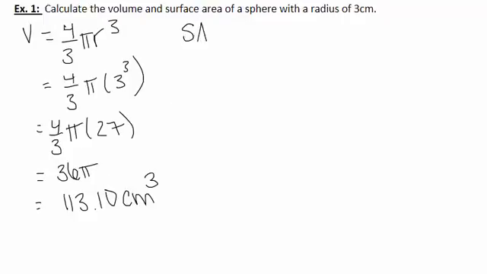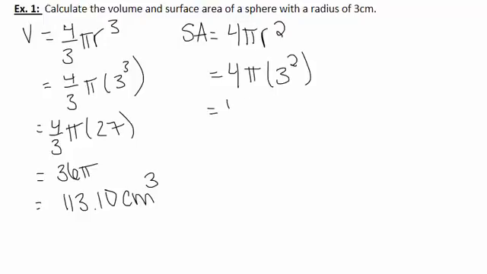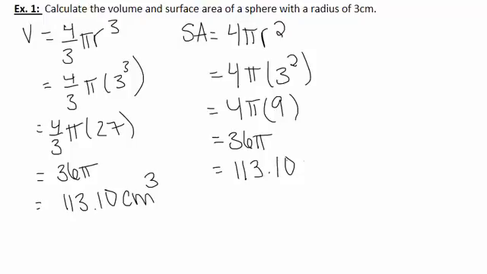So now the surface area of a sphere is equal to 4 pi r squared. And we know our radius is 3. And in this case, we get the exact same answer. It ends up being a surface area of 113.10 centimeters squared because it's surface area. So just remember that surface area is squared and volume is in units cubed.